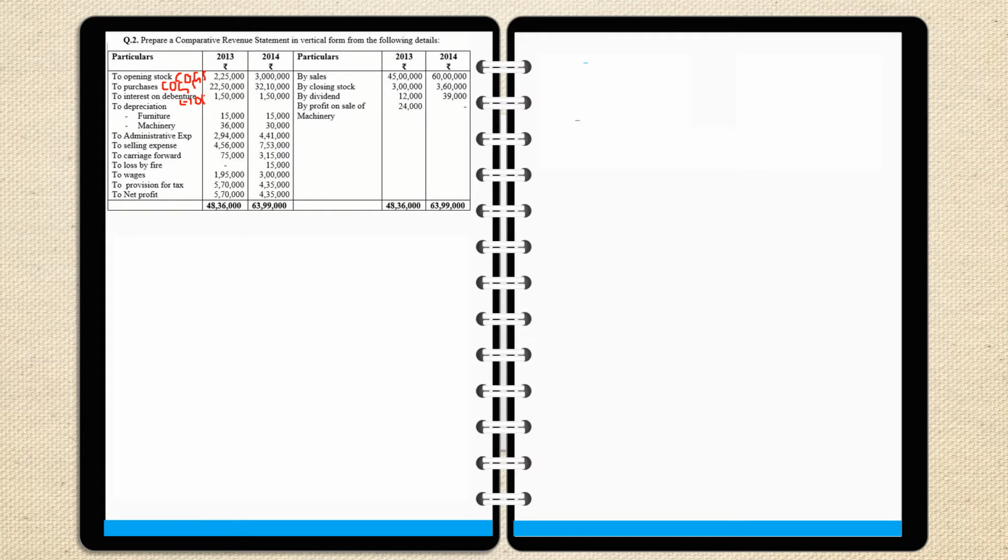So I'm writing down OP as a short form. Depreciation on furniture: the furniture is used in the office, so this will go to administrative expenses, so I'm using A. The depreciation on machinery is for machinery used in the factory, so that is a part of COGS. Then administrative expenses also will go to the head of administrative. Selling expenses will be shown under the head of selling, so I'm writing S in short. Carriage forward also comes under selling and distribution expenses, so I denote it as S.